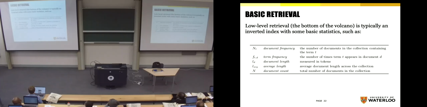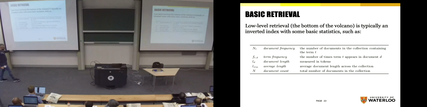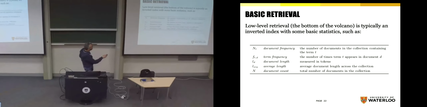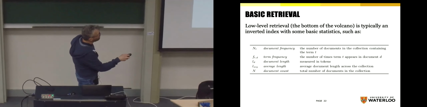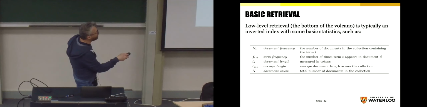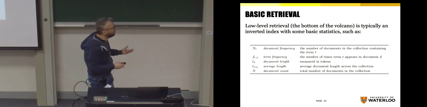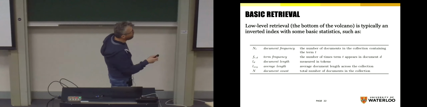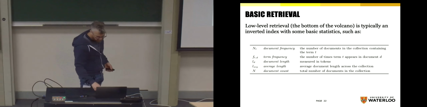But basically, the lowest level of the volcano is going to work with some very simple statistics. It's going to work with the number of documents that contain a certain term. So "the" is not very important because in an English collection, most items are going to contain "the". How frequently terms appear in the items, the length statistics. So these are the typical low-level things.